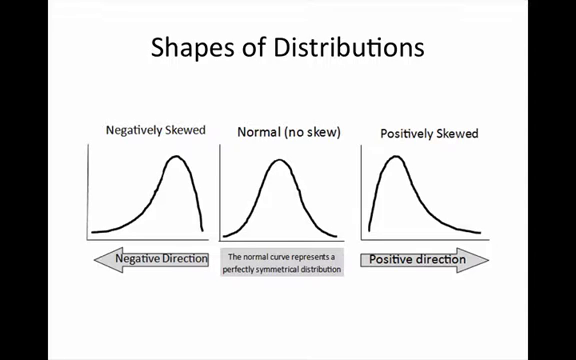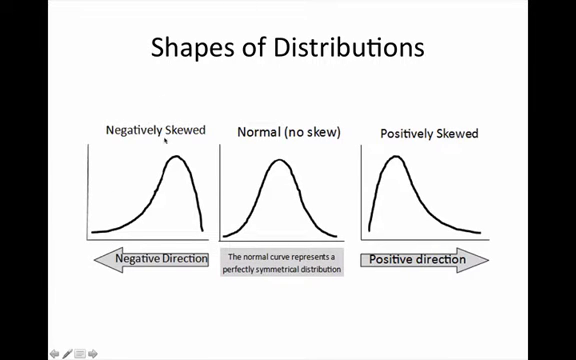And so this middle distribution here represents a normal distribution. This curve would be superimposed over those bars of the histogram. And so the normal curve kind of represents a perfectly symmetrical distribution in which 50% of the distribution is on the top and 50% of the distribution is on the bottom.